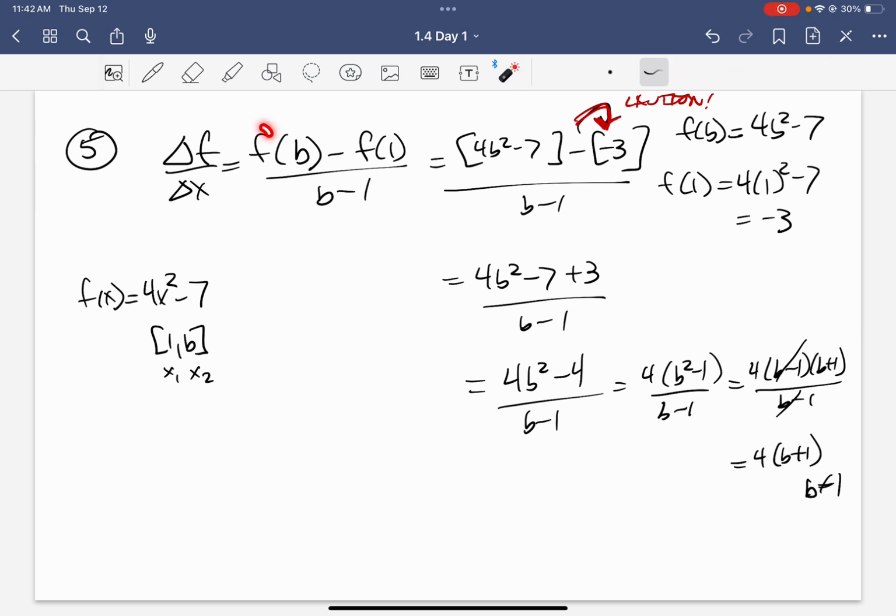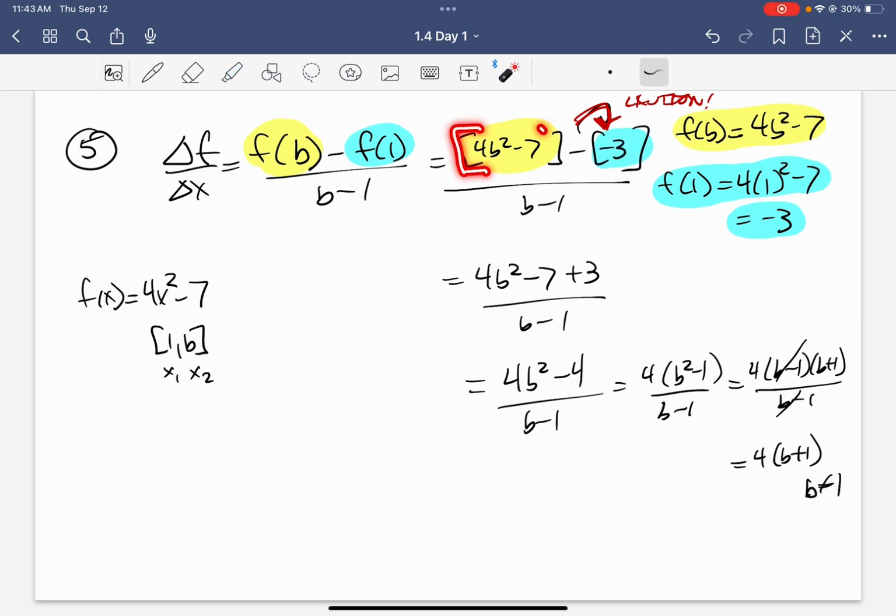So I'm going to say f at my x2 minus f at my x1 over x2 minus x1, because that's the equation we have memorized. But guess what? x2 is just b, and x1 is just 1. So now when I look at this, what I see is f at b is the output you get out of the function when you plug in b. So maybe over here on my scratch work, f of b is 4b squared minus 7. f of 1 is just the output you get when you plug in 1, so that's simply negative 3.